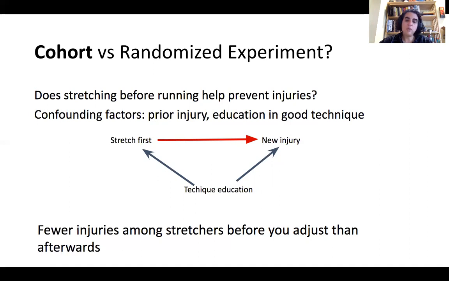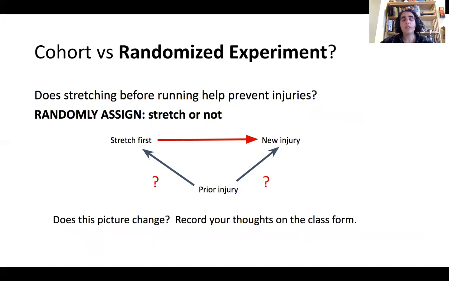Now, I want you to think, how would you design a randomized experiment to address this question? You actually already answered that on the Google form. So in this case, you would need to randomly assign people to stretch or not. I want to emphasize, you can only do this if you actually don't really think stretching helps. This has been done. The studies I'm aware of did it with Australian military recruits. So you had several different platoons who were going to go out running, and one platoon was being told to stretch first. The other platoon did some arm exercise things. So they also had some warm up, but it wasn't stretching the running muscles.